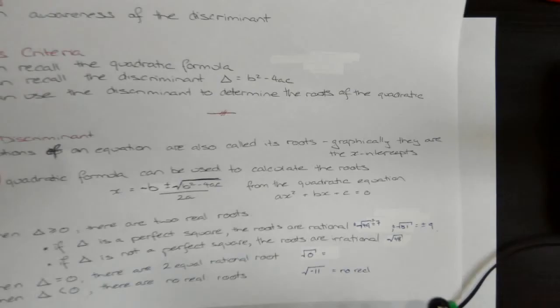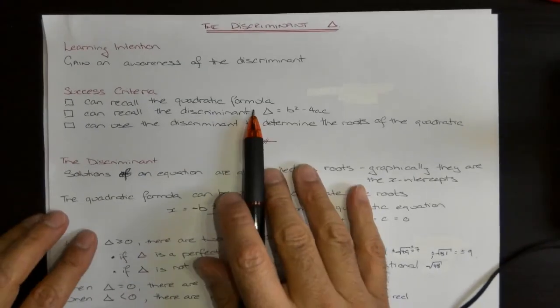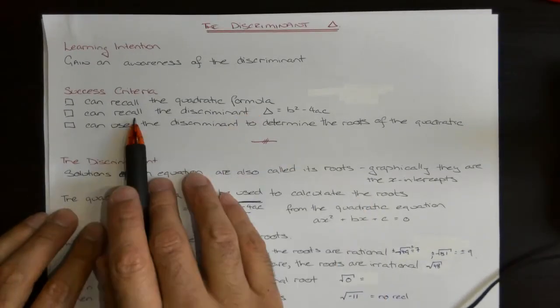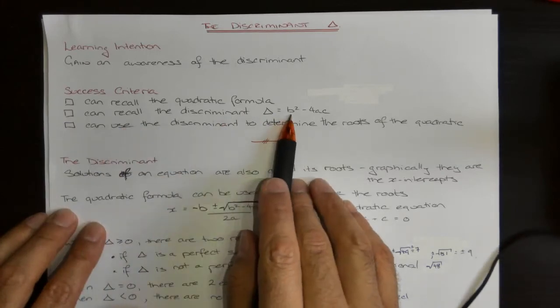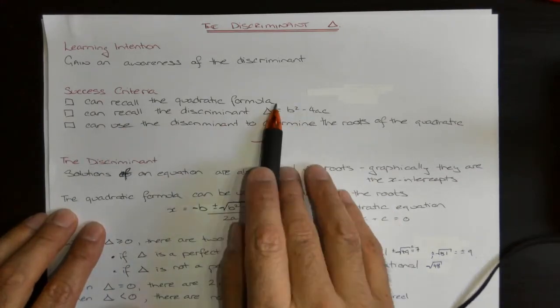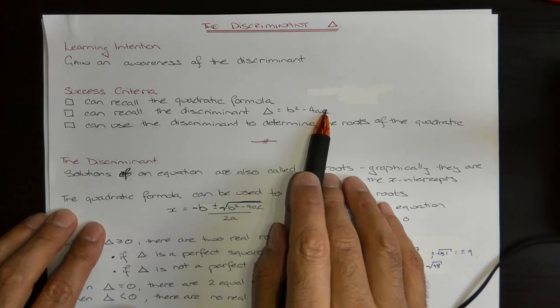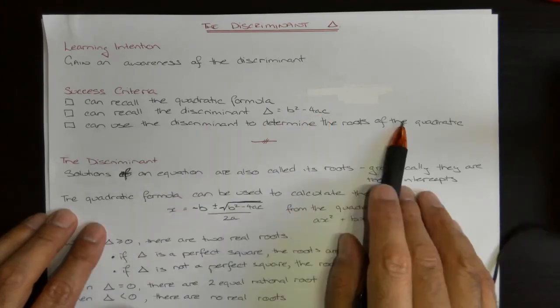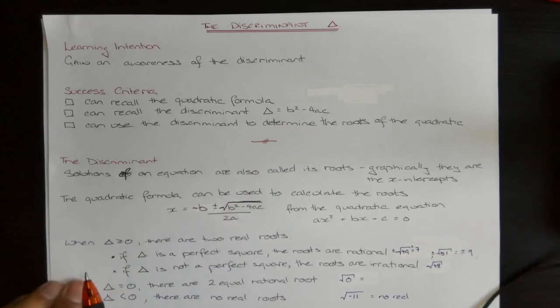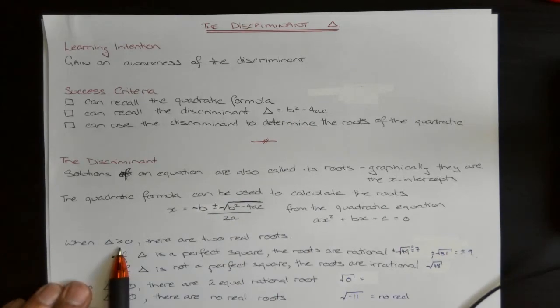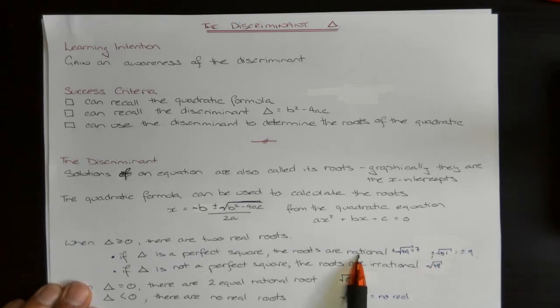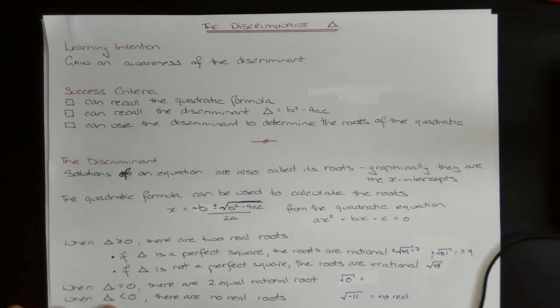So just to recall our success criteria, we need to be able to remember what the quadratic formula is. Recall that the discriminant is b squared minus 4ac, and that will tell us the types of roots, if there are any. So if it's greater than or equal to 0, there are 2 roots. If it's a perfect square, the roots will be rational. If it's not a perfect square, then the roots are irrational. Discriminant equal to 0 is 2 equal roots. Anything less than 0 means there are no real roots.